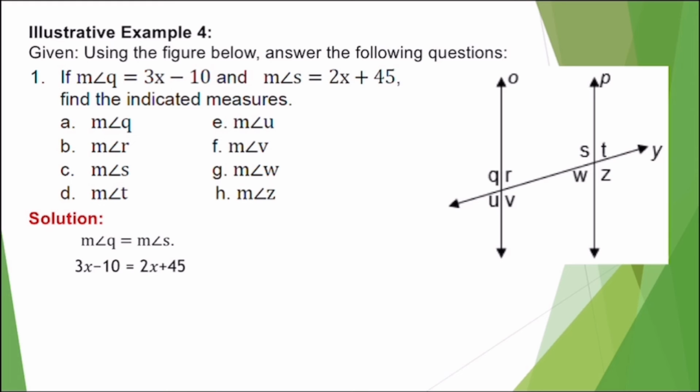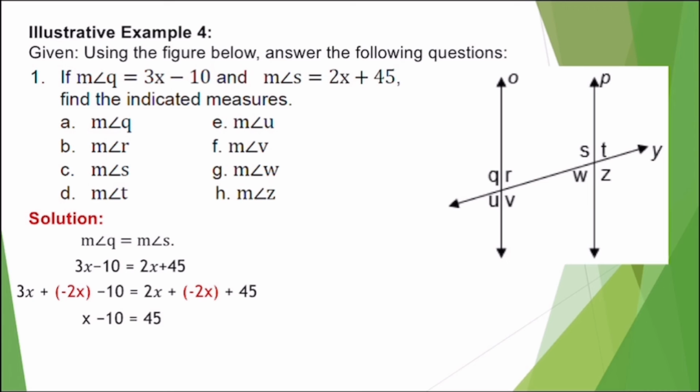Now, let's substitute the value. So from here, let's apply the addition property of equality to cancel 2x by adding negative 2x to both sides. So 3x plus negative 2x, we will have now our x, and then bring down minus 10. And 2x plus negative 2x will be cancelled, and bring down 45. That is our resulting equation.